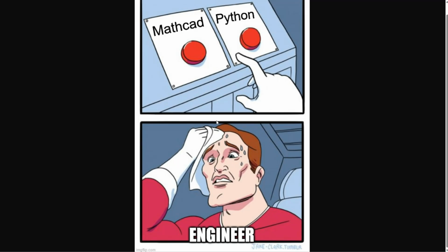Do we go down the Mathcad path where we have units that are handled for us and an intuitive user interface, or do we go down the Python path where we can pretty much do anything we want, but it becomes very difficult to read? It's hard for others to build off that, hard for others to check. And so we're faced with this dilemma whenever we do a calculation. And oftentimes, once we go down one path or the other, it's hard to change.